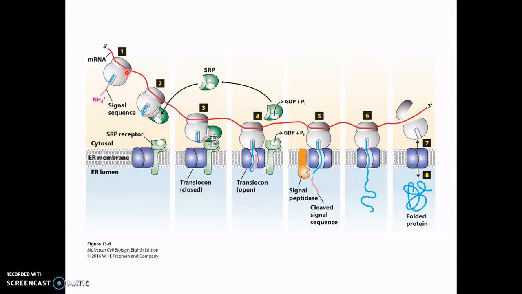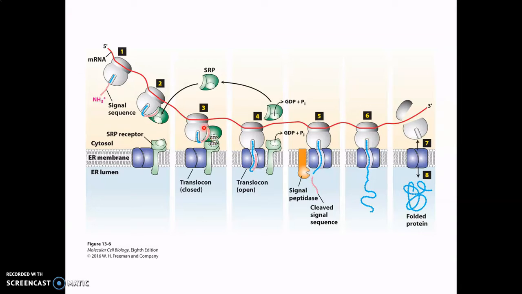So we have the ribosome here on its messenger RNA. It starts producing a protein. This one happens to have a signal sequence at the N-terminus. It is produced. It associates with the SRP. That allows SRP to bind GTP, and the SRP receptor is also bound to GTP, which allows them to form a unit.